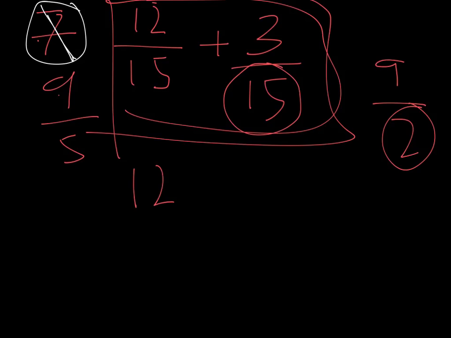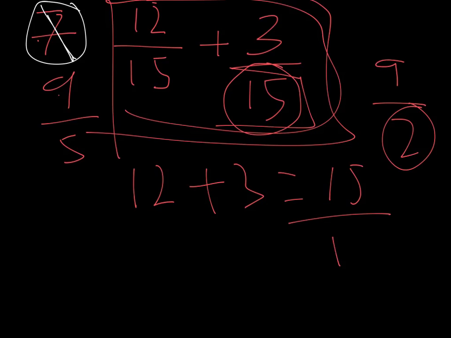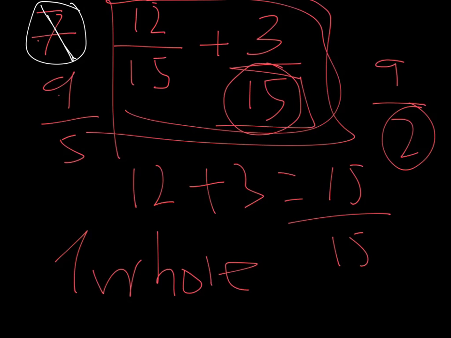So what I have to do is just add 12 plus 3, which is 15, and you leave the denominator the same, so 15 over 15, which is also equal to 1 whole. So our final answer is 15 over 15, or it could also be 1 whole.